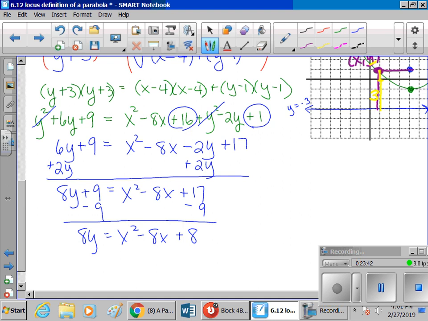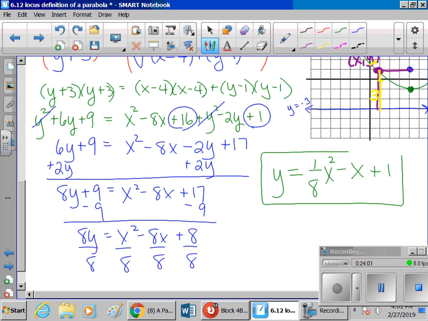And now divide everything by 8. So my final answer is y equals 1 over 8 x squared minus x plus 1. Beautiful. So, super fun, right?